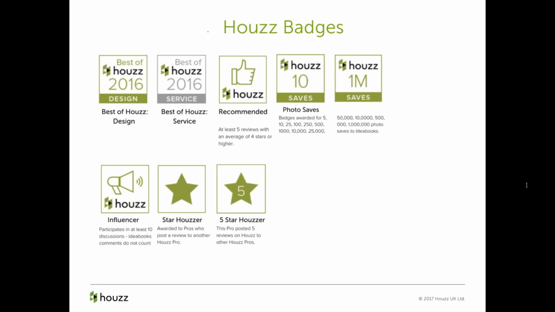We then have Influencer. The Influencer is a great one and it's quite easy to get, especially for you guys that are seeing these tips and tricks behind the badges. You will be awarded this Influencer badge if you participate in at least 10 discussions. Idea book comments do not count. So you will get awarded that if you just jump into that advice section and comment at least 10 times.